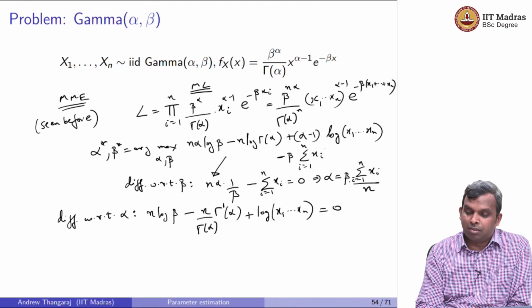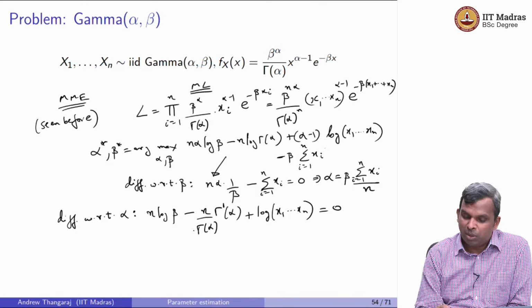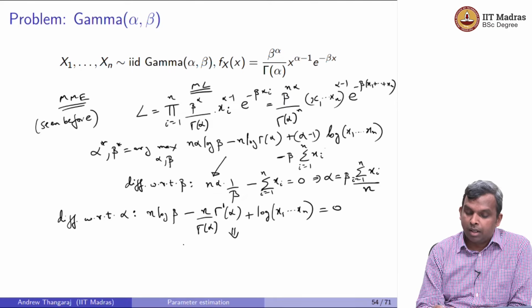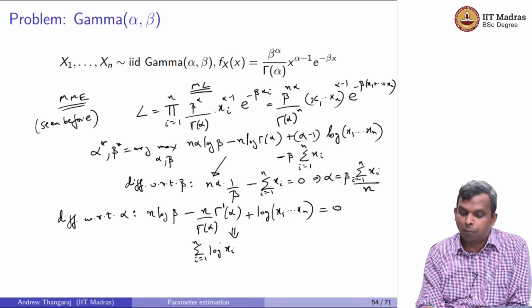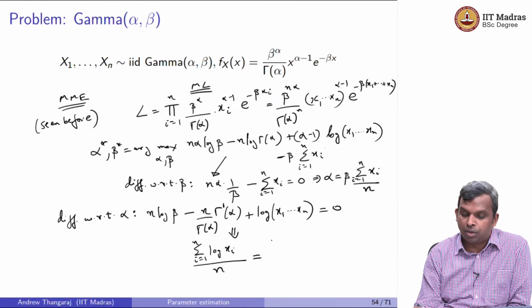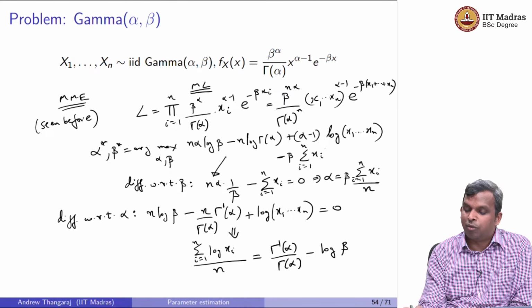And alpha is beta times the sample mean. So these two equations together you have to solve. And maybe you can rewrite this a little bit. If you want, I'll rewrite it for you. I'll write down the log of the product as a sum of logs. So this term is the same. I'll get a divided by n here, and then push this to that side. I'll get Gamma prime of alpha by Gamma of alpha minus log beta. I just divided by n to get a form similar to that.